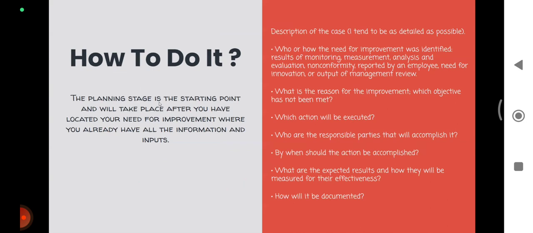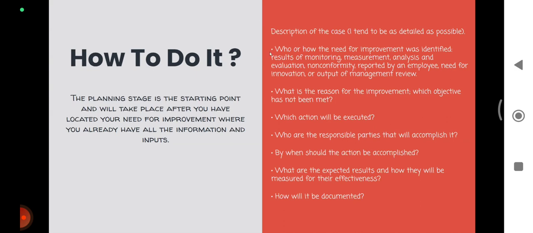So the planning stage, this is the starting point, and it has to take place after you've located the need for improvement. What exactly needs to be improved in this organization, in those business processes that focus on meeting the customer needs and expectations? What needs to be improved? So first of all, you describe the case. Why do you need this improvement? Who or how was this need for improvement identified? What is the reason for this improvement? Which action is going to be executed? Who are the responsible parties? By when should this be accomplished? What are the expected results? And how will this be documented? This is how to do it, okay?